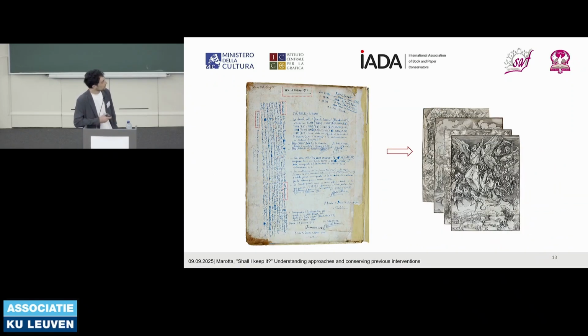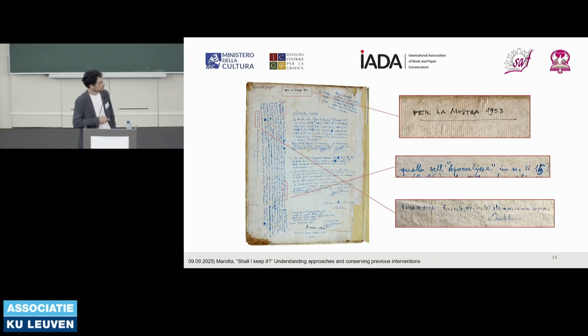However, going forward, we could find more information in the original volumes, meaning the reason and the date in which this series was detached from the original volume. We're talking about an exhibition that took place in 1953. We have also the exact date in which the prints were detached, and the name of the restorer, Luciano Bartolucci, who was at the time at the Institute.